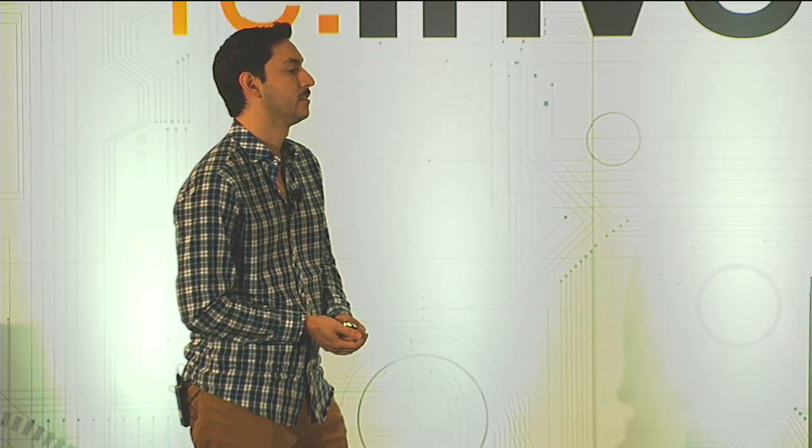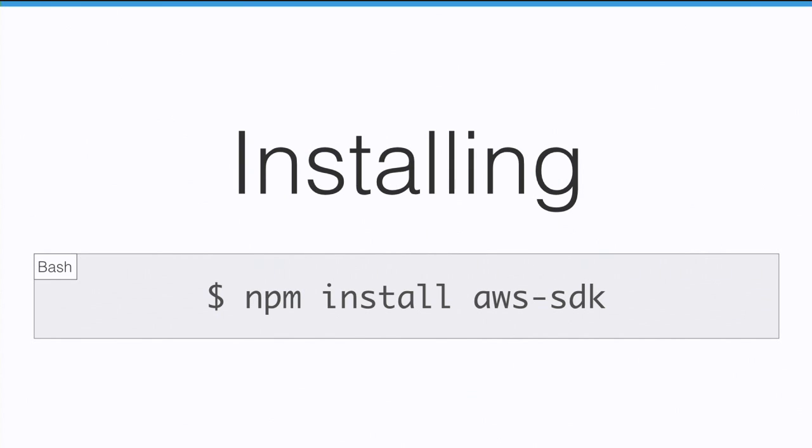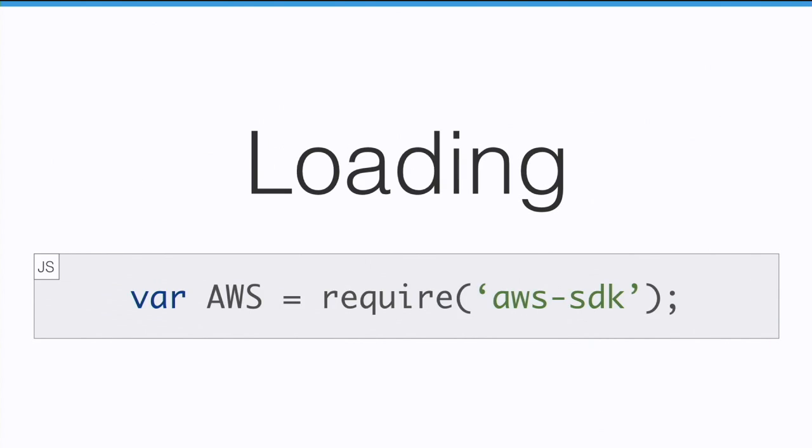So let's get started with the AWS SDK for Node.js. The first step is to install the SDK, and that's pretty easy with npm. All you have to do is npm install aws-sdk. Once you've finished installing it, you can load up Node and just require the SDK using a standard module require. So you've installed and loaded the SDK. Now you want to start using it.